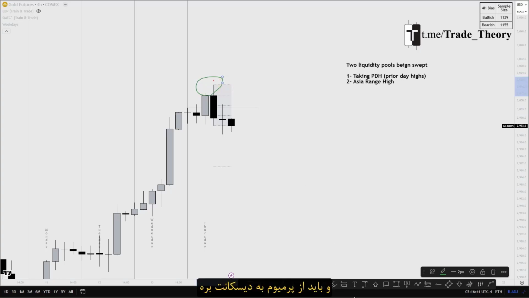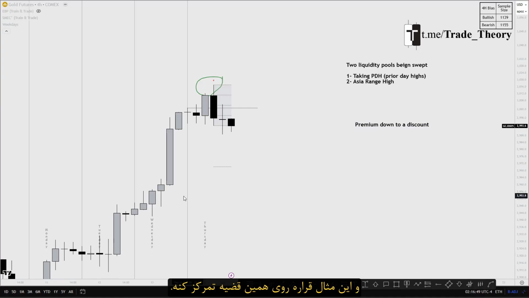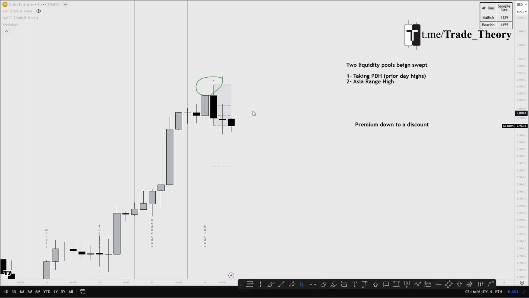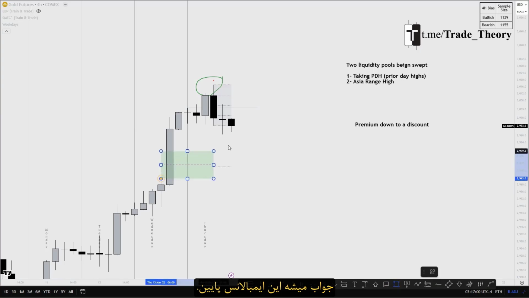And the thing is this, the market is going to go from premium down to a discount, and then vice versa. But for this example, we're just going to focus on this premium down to a discount. Now, where is the next discount level that the market is likely to head to once we have this closure? If you looked at this overall imbalance point, you are absolutely correct.